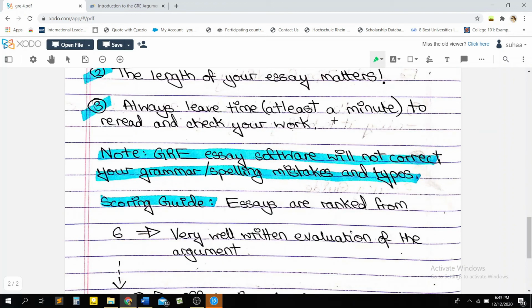Finally, as I said before, you'll get 30 minutes. 5 minutes will go into planning. Always leave a minute or 2 at the end of your writing to check your work, because the GRE software will not correct your spelling mistakes and grammar mistakes for you. Remember that. So you will need to correct your own mistakes by yourself during the 1 minute that you spend on checking your essay at the end of your writing.